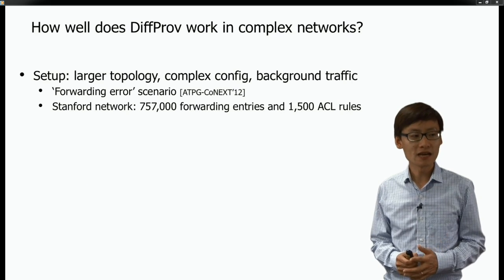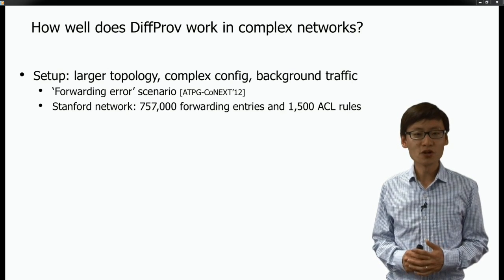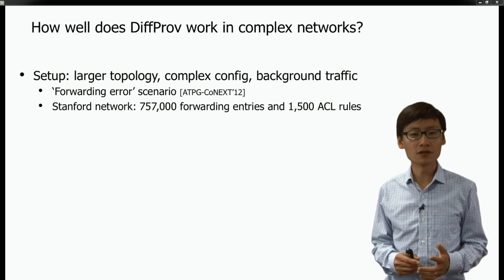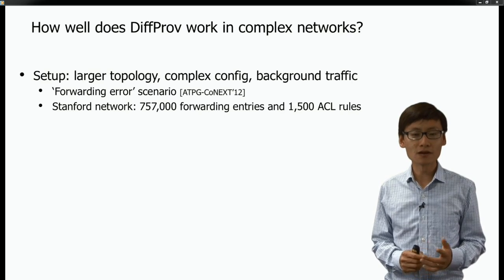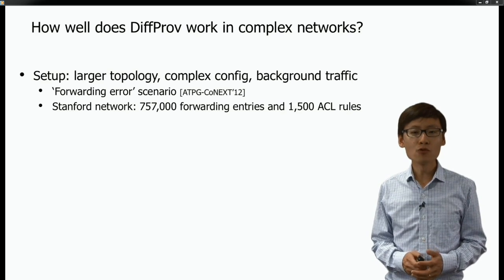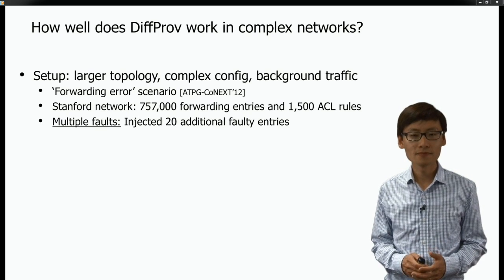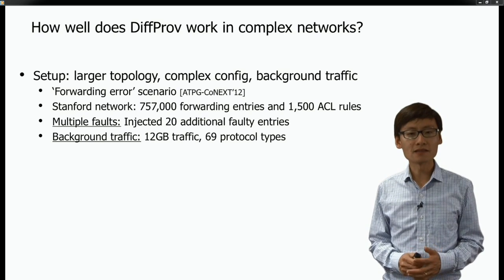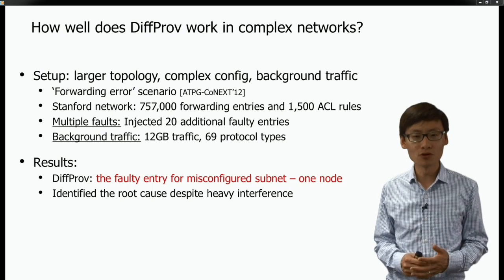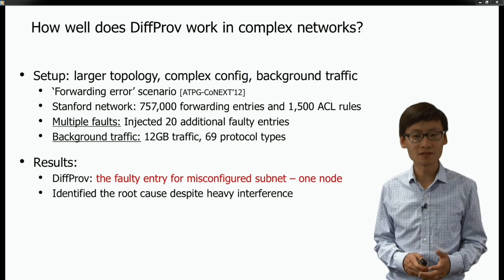Next, we ask the question, how well does diffprof work for complex networks? To answer this question, we set up a larger topology with complex configurations and heavy background interference. We replicated one of the forwarding errors in the paper ATPG, and we injected multiple other faults just to create even more interference. And we injected a mix of background traffic by live applications and a packet replay. What we found is that differential provenance is still able to pinpoint the single faulty entry to be the root cause of the problem, despite the heavy interference.